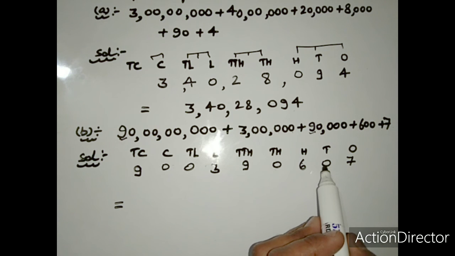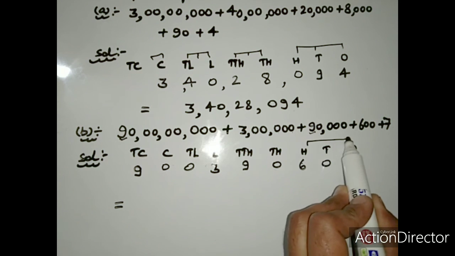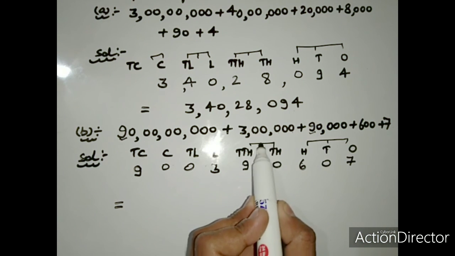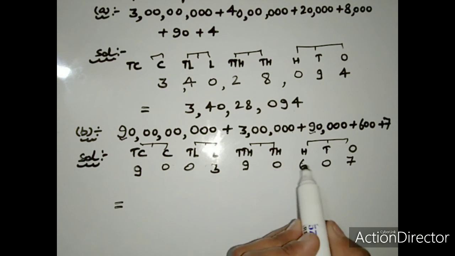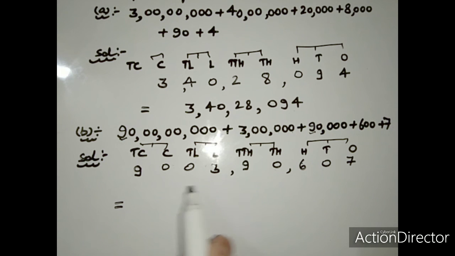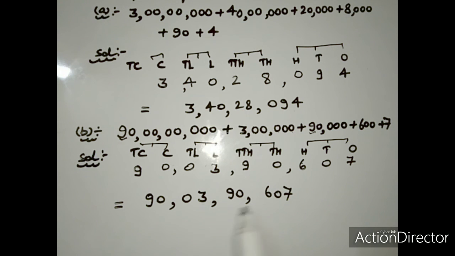And we write this numeral in standard form. So here we separate all the periods by using commas. So here we put a comma here and separate the other periods. So here we fill 90,03,90,607. Here we read out this number as 90 crore 3,90,607.